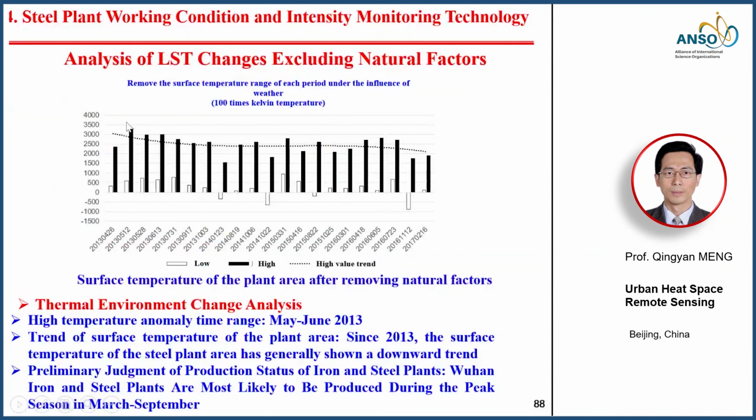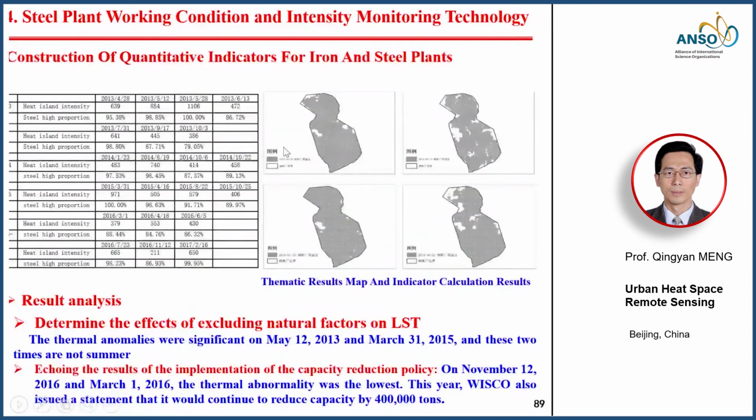Okay, and then we use it after removing the natural factors, removing the water temperatures. Okay, the surface temperature for the plant area after removing the natural factors. We study the different periods, and we can know the thermal environment change analysis. Then we can know whether the plant is likely to produce during the peak season in March and September, and whether it decreased production, and determine the effect of excluding natural factors on the LST, and reflect the results of the implementation of the capacity reduction policy.